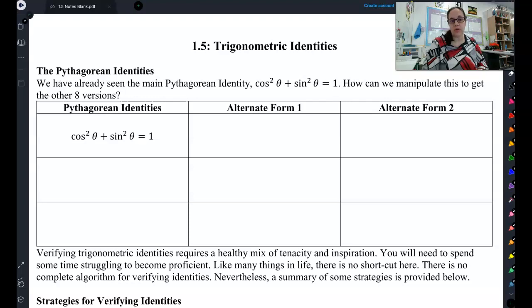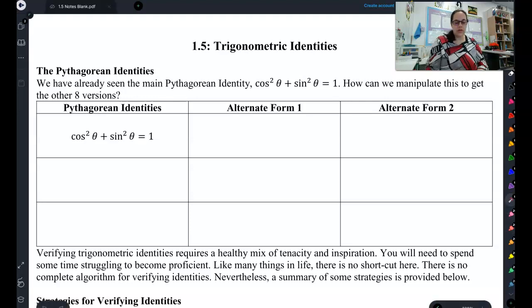So far in our past lessons, we have done the quotient identities, which is the tangent equals sine over cosine and cotangent equals cosine over sine. And we have also talked about the reciprocal identities, that secant is 1 over cosine, cosecant is 1 over sine, cotangent is 1 over tangent. We're going to add to that now using the Pythagorean identity that we've already learned.